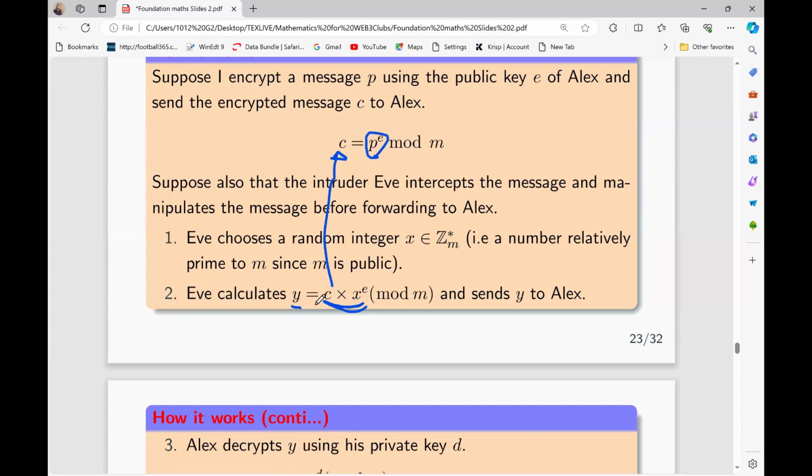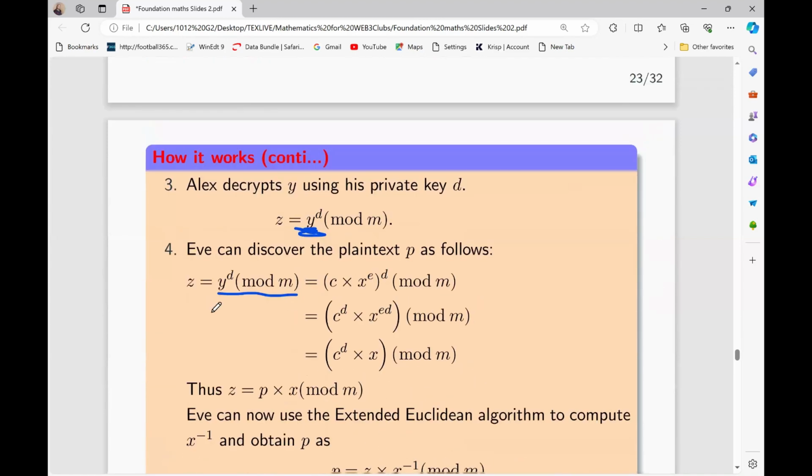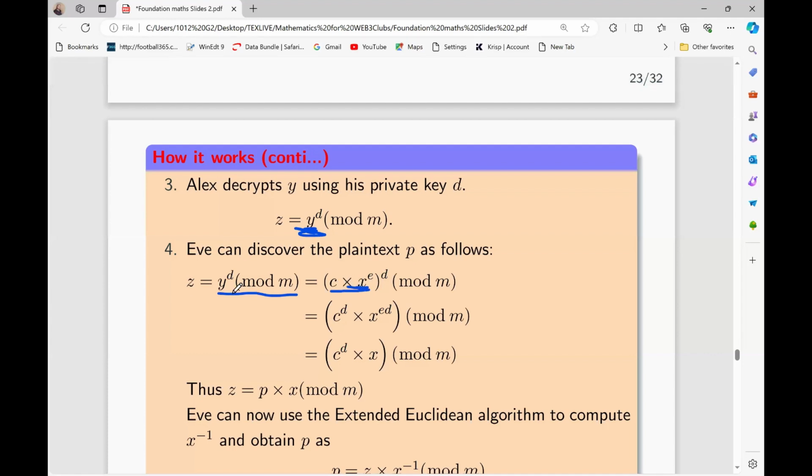So we just go back and substitute. Where there is Y, we substitute this. And then where there is C, we shall substitute P raised to E, because P raised to E is our C. So Alex had found Z by taking Y raised to D. The intruder knows that Y is C times X raised to E. So just taking this part, that is Y: Y is C multiplied by X raised to E, then now raised to that D.